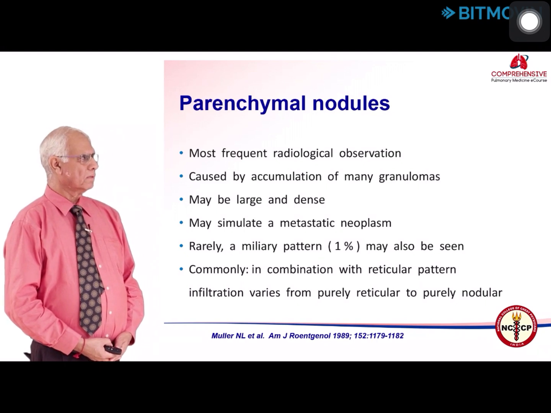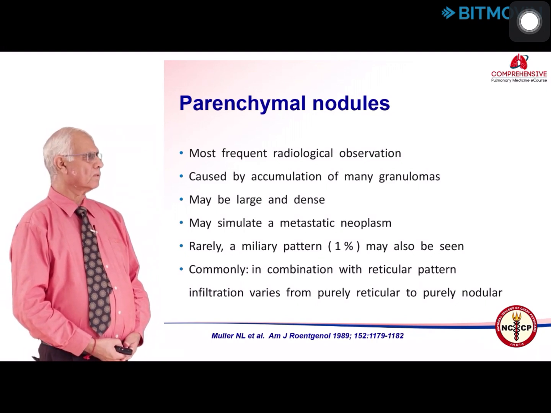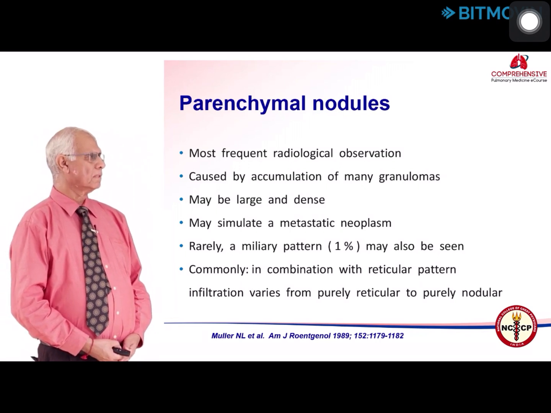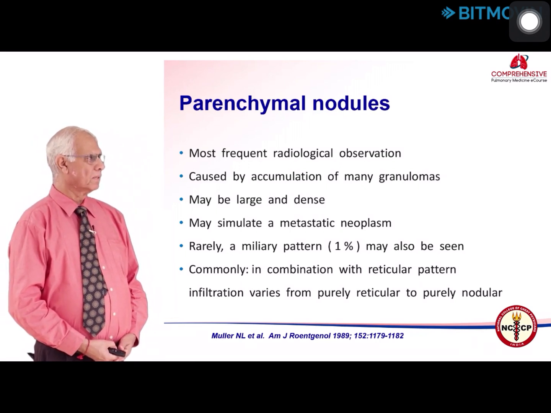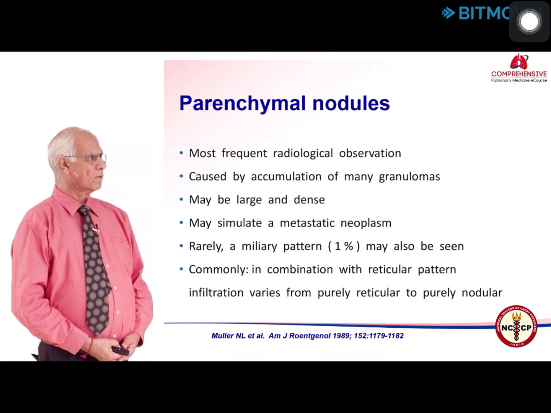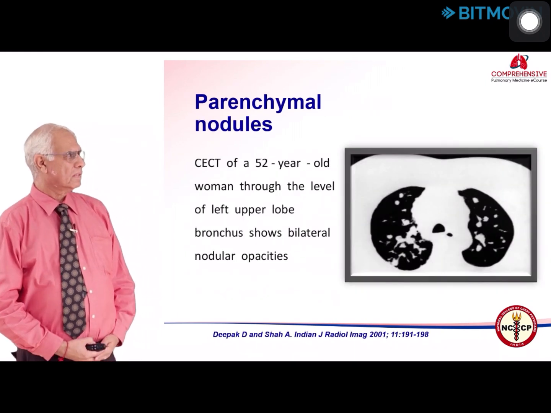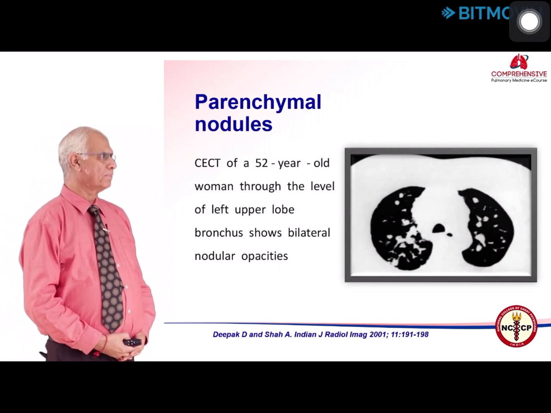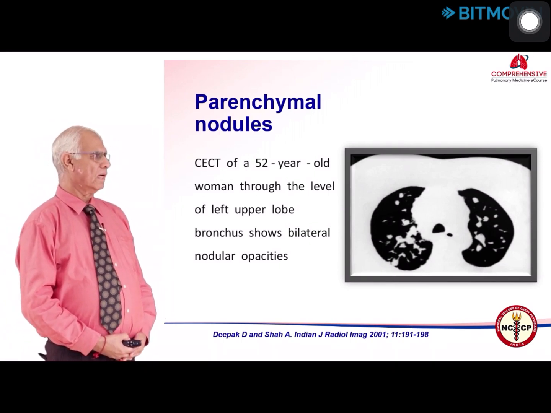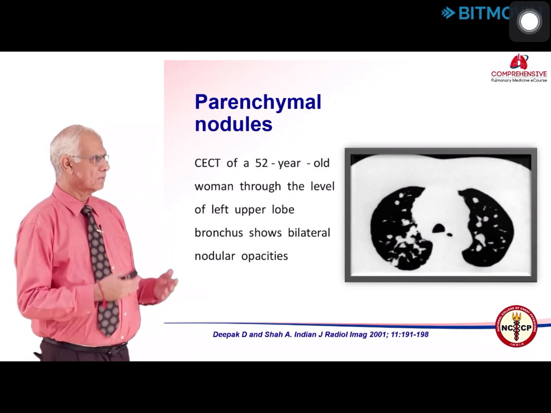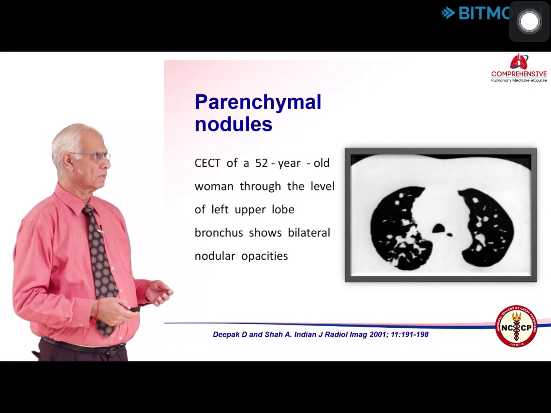Parenchymal nodule is a more frequent radiological observation caused by accumulation of many granulomas, may be large and dense, may simulate a metastatic neoplasm, and rarely a miliary pattern can also be seen. Commonly in combination with a reticular pattern, infiltration varies from purely reticular to purely nodular. This is a 52-year-old lady with parenchymal nodules seen through the level of the left upper lobe bronchus showing bilateral nodular opacities. This is quite a common presentation in sarcoidosis.